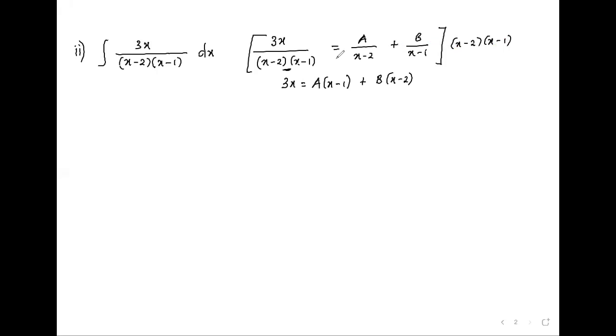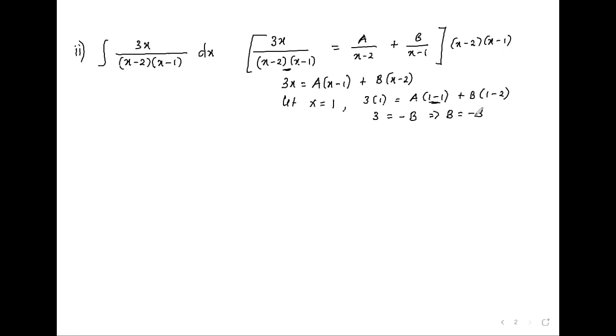And that's what we get. The task that we have now is to get the values of a and b. So we can do elimination where we let x be 1, so that we can have 3 and put 1 where there's x. Then we'll have a(1 minus 1) plus b(1 minus 2). So this is 3. This is 0 times a, we get 0. And then minus b, because 1 minus 2 gives negative 1. This is telling us that b is actually equal to negative 3.